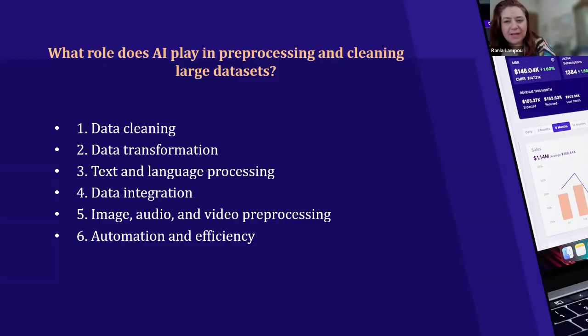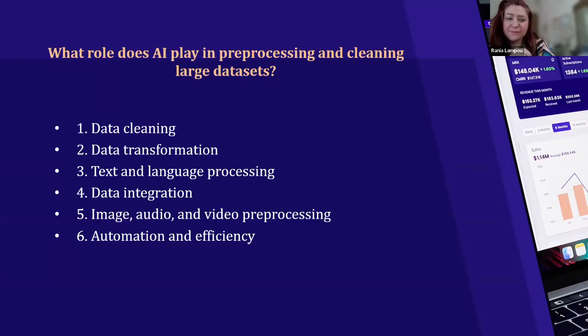Data integration, we have record linkage, because AI matches and merges records from different sources, even with inconsistencies in format or labeling. And deduplication, because machine learning helps identify and remove duplicate entries more reliably than rule-based methods. AI processes images by resizing, denoising, detecting objects and features, and transcribes audio data and removes background noise.